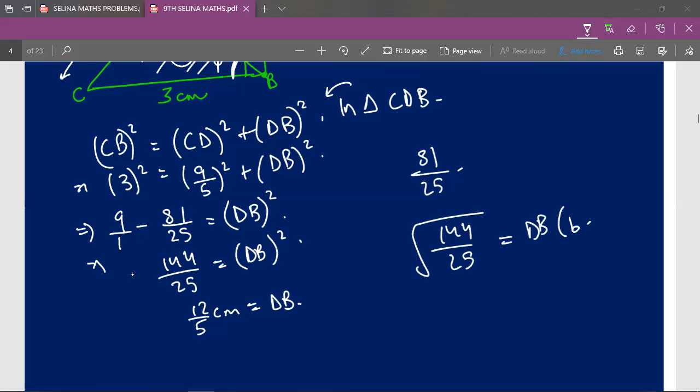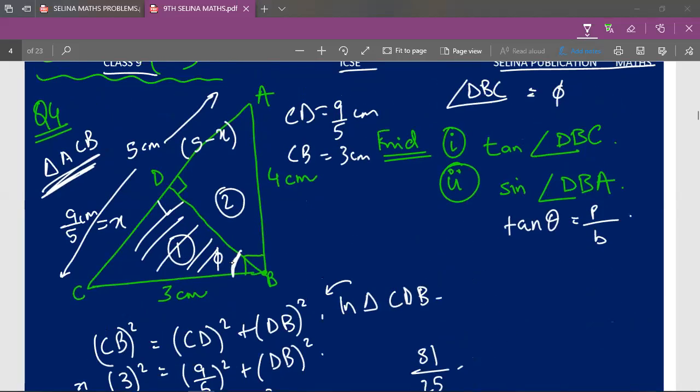dB is our base. So 12 into 12 can also be written as 144, and 25 can also be written as 5 into 5, which is 5. So 12 upon 5 centimeters is equal to our base, that is dB. So finally, we have solved our answer. We have gotten dB as 12 upon 5 centimeters.